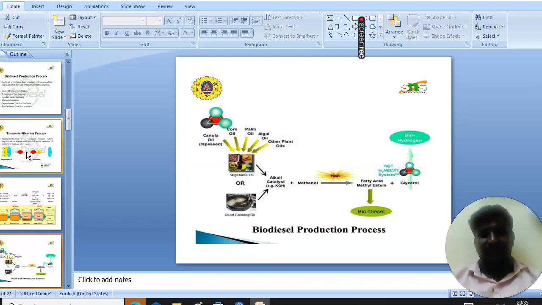This is the schematic representation of the biodiesel process. First, the oil is reacted with the catalyst methanol, and then it is converted into fatty acid methyl ester, which is biodiesel, plus glycerol is produced.